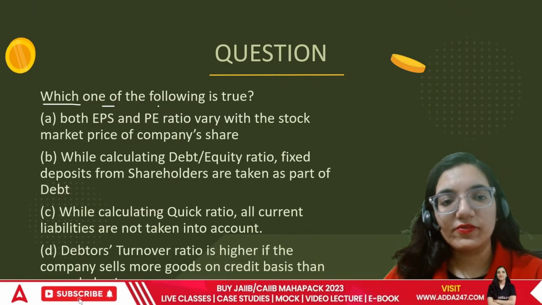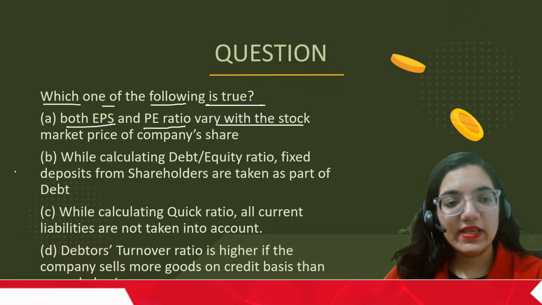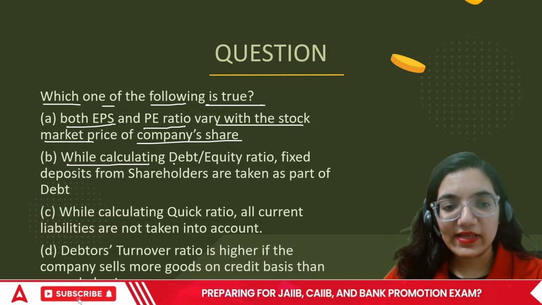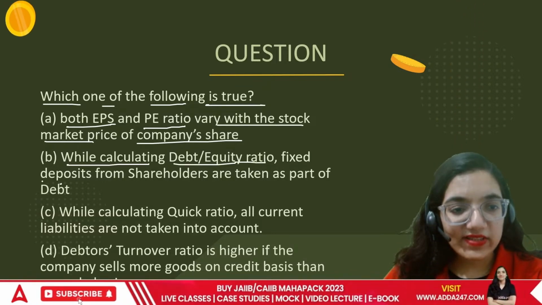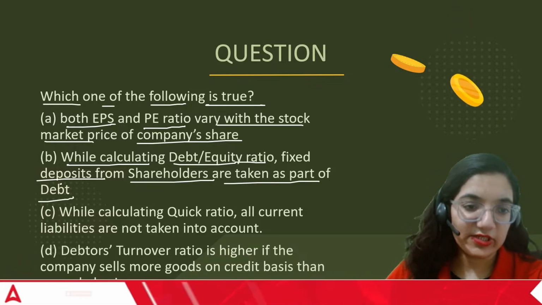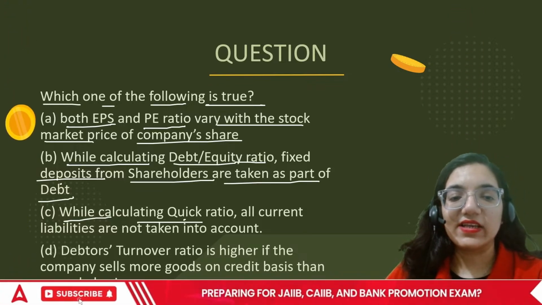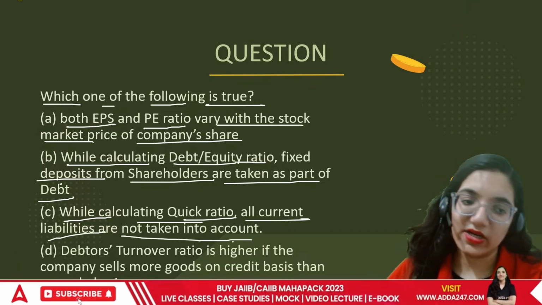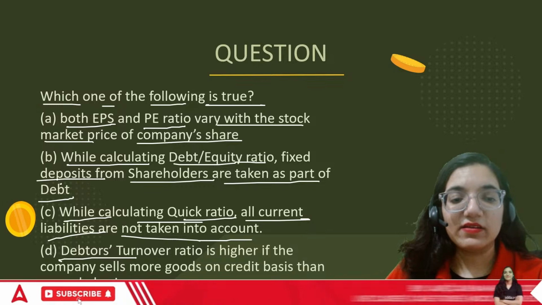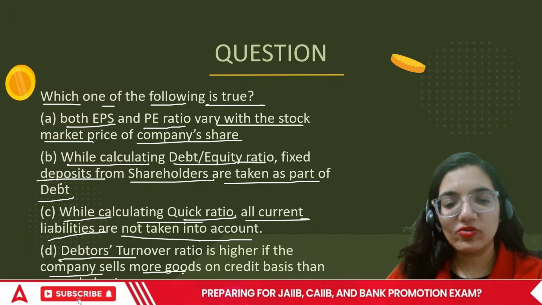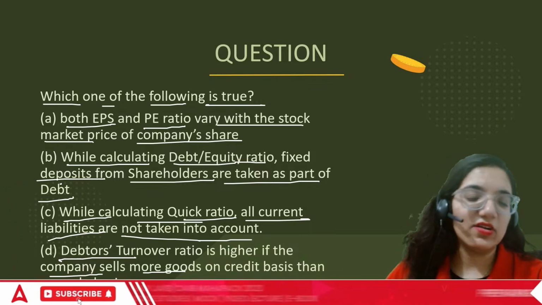Which one of the following is true? Both EPS and PE ratio vary with stock market price of the company's share. While calculating debt equity ratio, fixed deposits from shareholders are taken as a part of debt. While calculating quick ratio, all current liabilities are not taken into account. Then debtor turnover ratio is higher if the company sells more goods on credit basis than on cash basis.